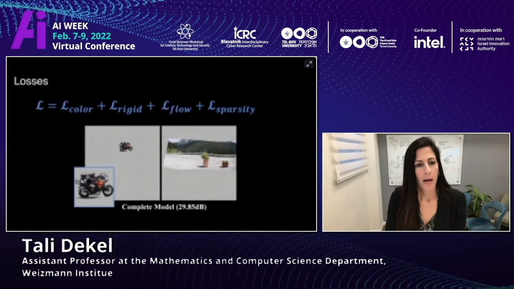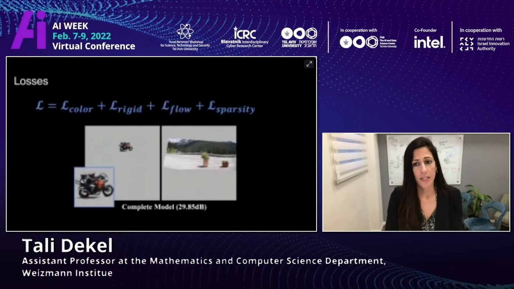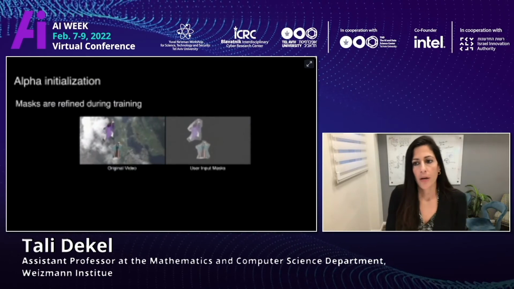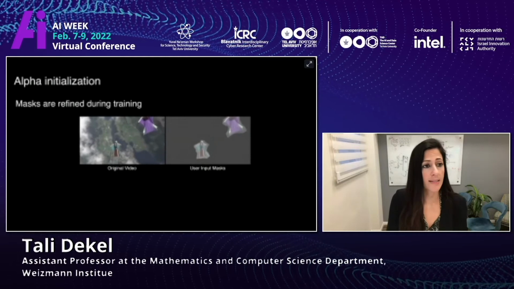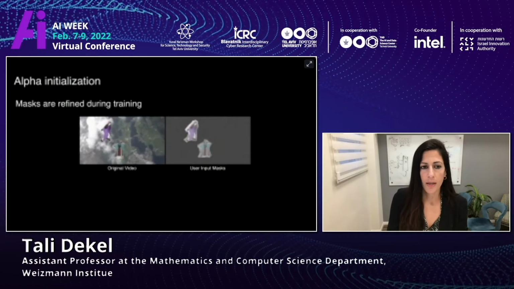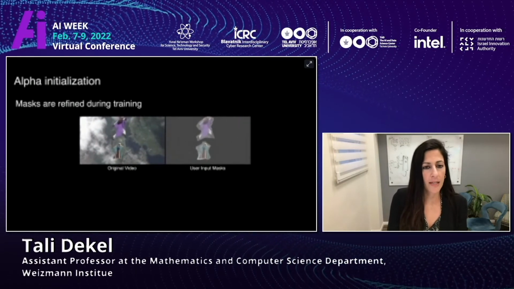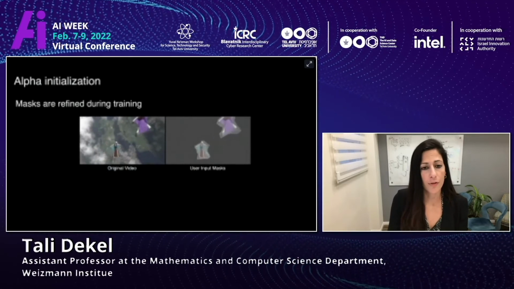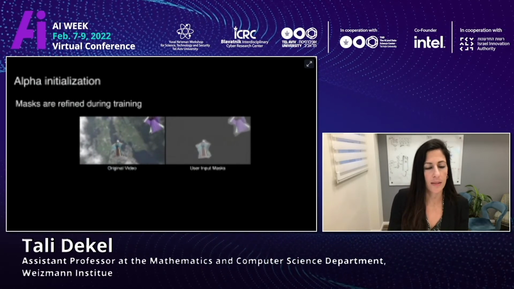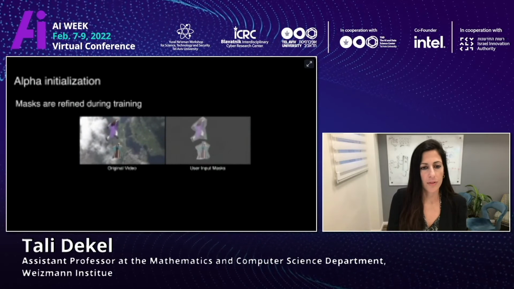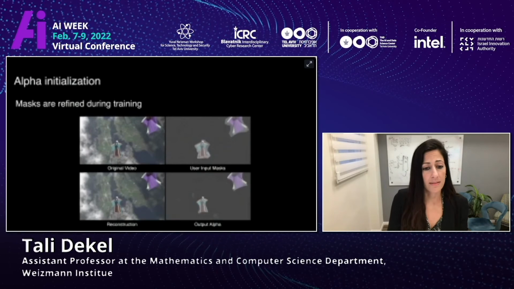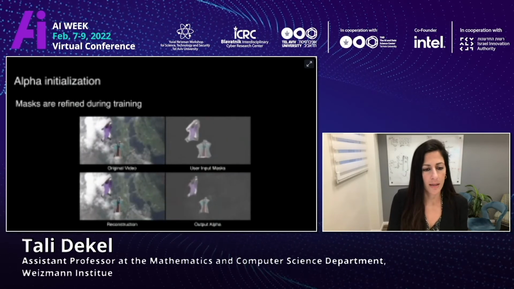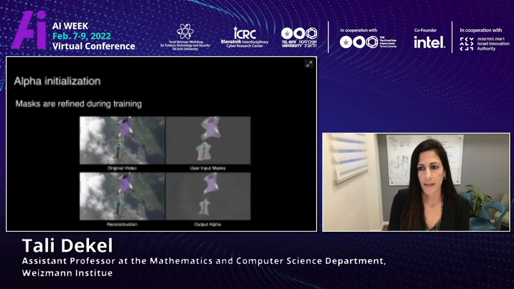We also have an initialization stage where we initialize the alpha network by encouraging the alpha values to match some rough user masks, like you can see here. We turn off this loss after several epochs, and the network refines these initial masks automatically.